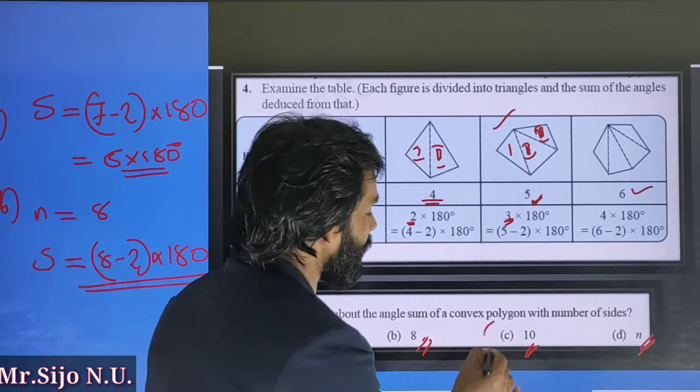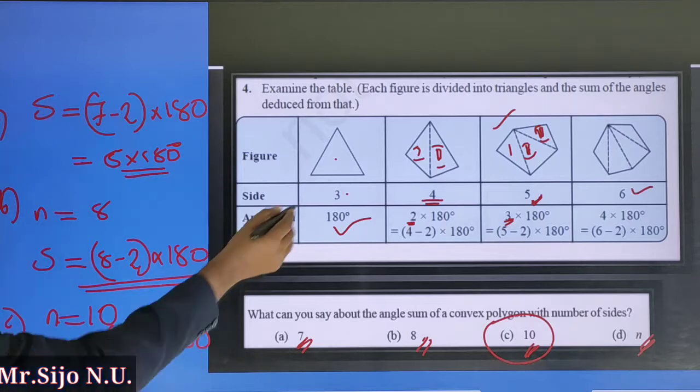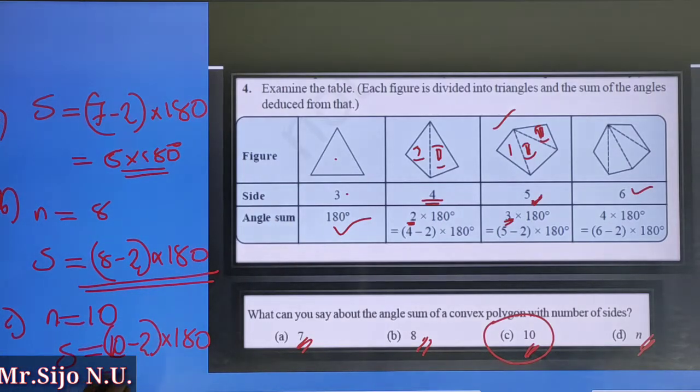So here they are asking C. What about in the case of C? Yes, the number of sides n is 10. Therefore the sum of the angles is (10 minus 2) into 180. Yeah, that is what we observed in that table, right? So we can write it as 8 into 180. It should be the sum of the angles.